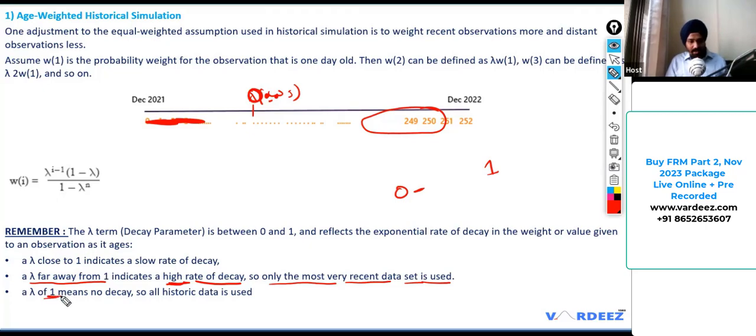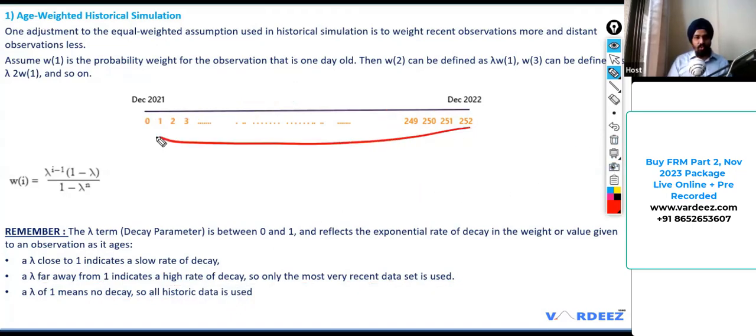And if lambda is 1, that means there is no decay happening, so all your historic data is actually being used. That's what this is. If the lambda is 1, you'll not be able to give 0 to any of these values, and all the data will be part of your historical simulation method. So that's what age-weighted historical simulation does.